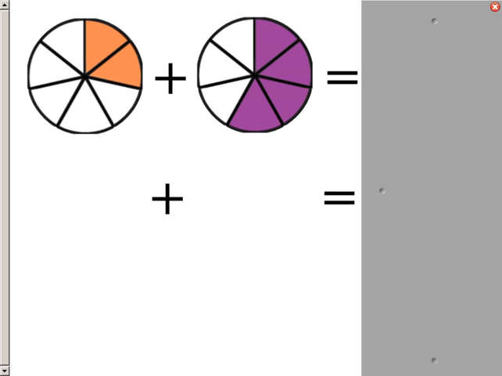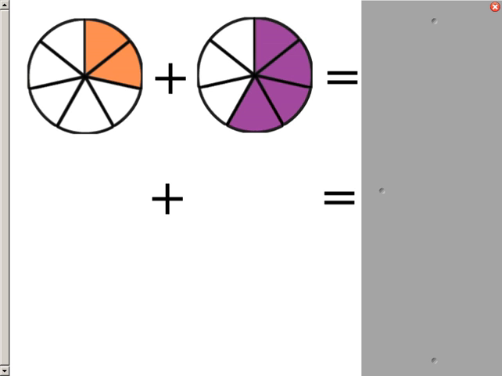So we've been talking about fractions, and today I want to start looking at adding and subtracting fractions. And that's probably something you've done before, but we might do it a little bit differently today than what you're used to. We're going to start with just a physical model or a visual model.